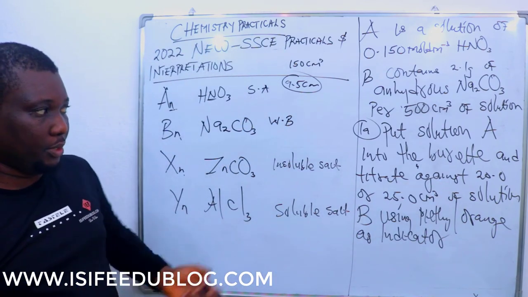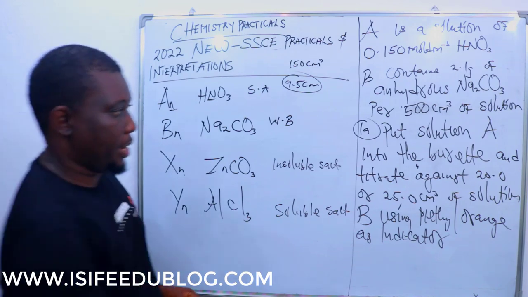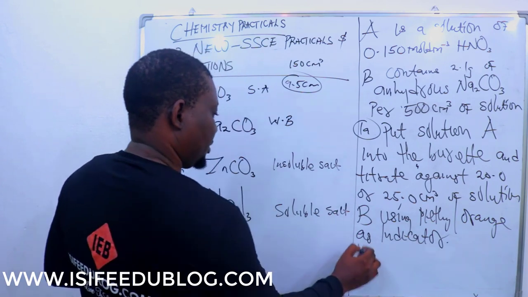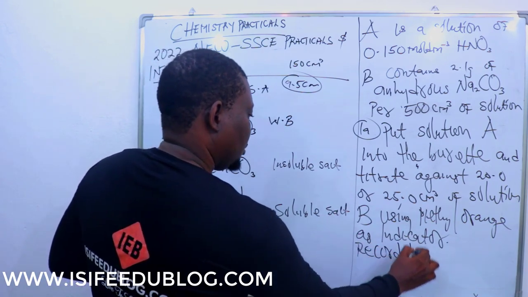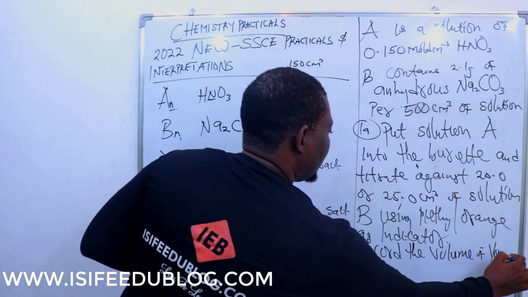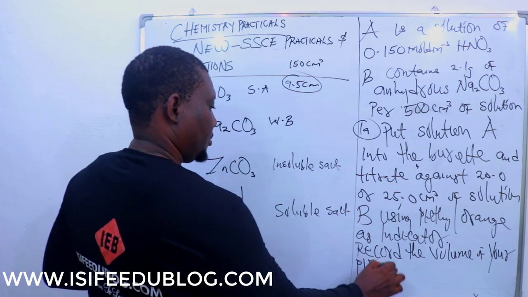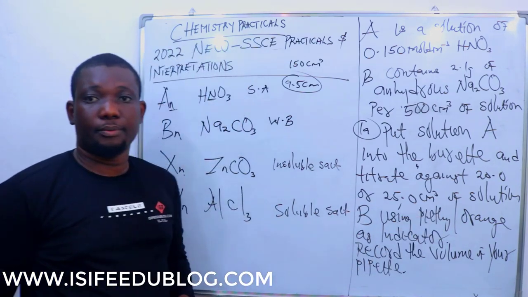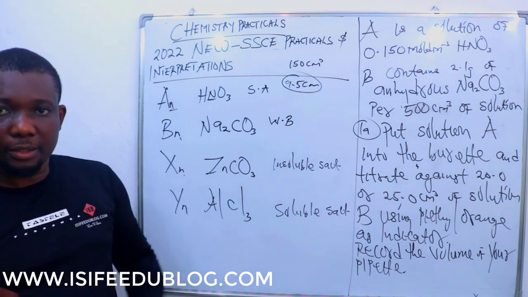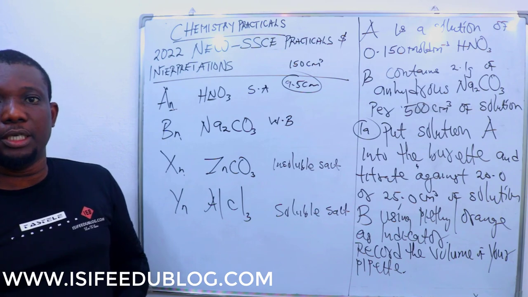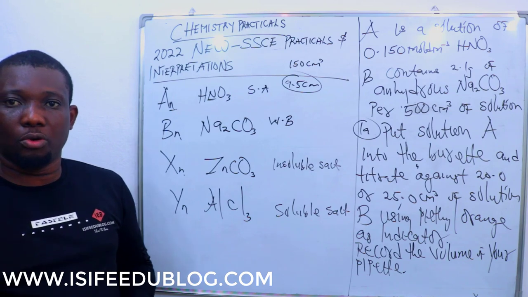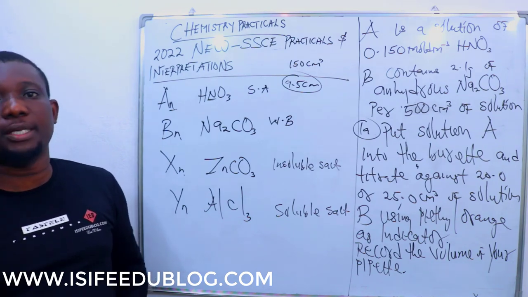Okay, that is basically what you're going to see on that question, as an indicator. Now you also see that where you stop from this, it also says to record the volume of your pipettes. You also see this: record the volume of your pipettes and try to repeat the titration several times to obtain consistent or concordant titers.